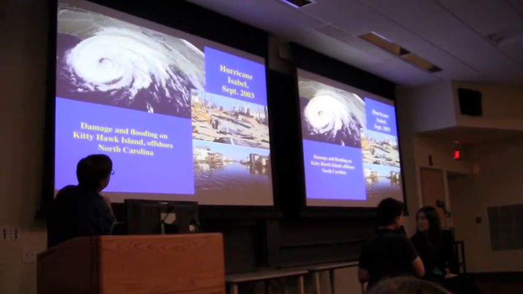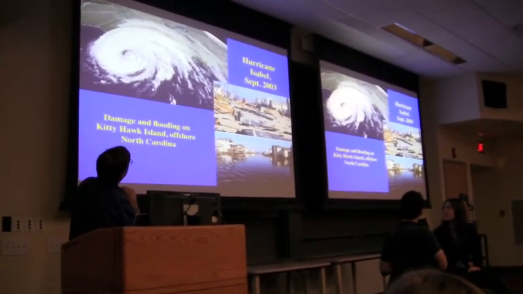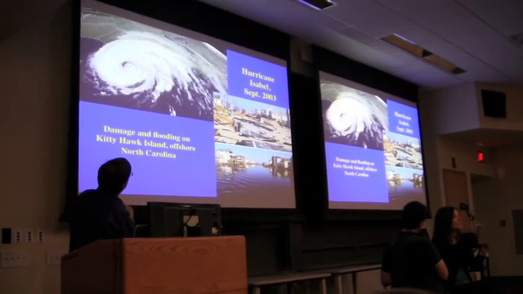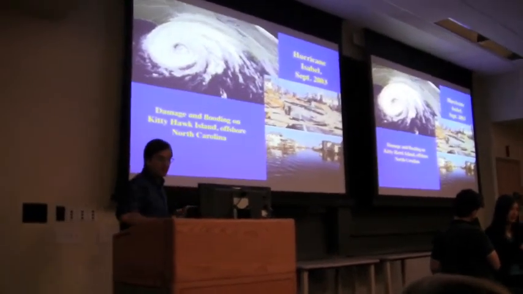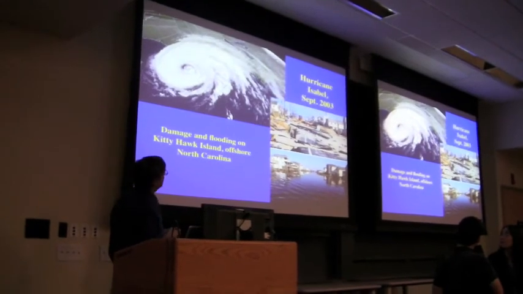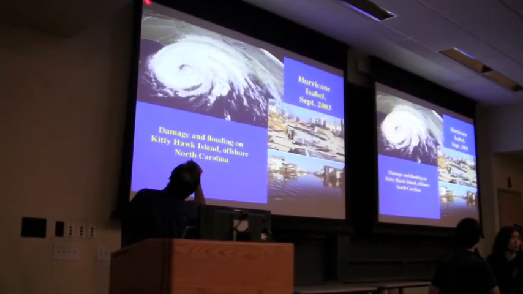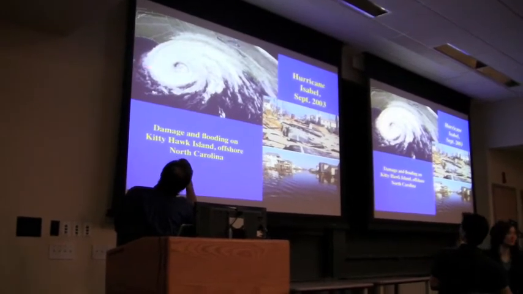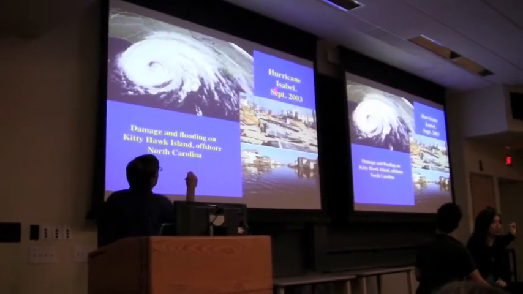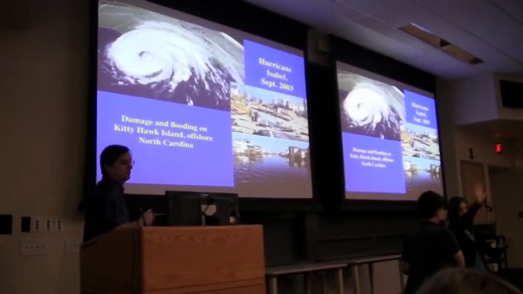Here are some shots, again, same story, of Hurricane Isabel, offshore of North Carolina. Now again, look at the scale of this. This is us right here. All right? This is Georgia. So the entire eastern seaboard is affected by this one storm.